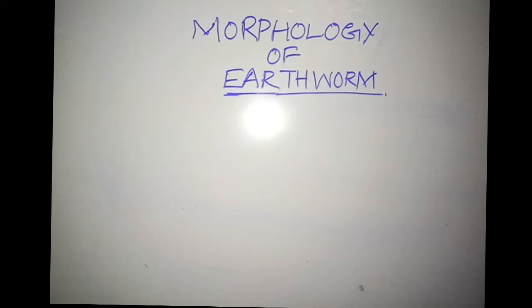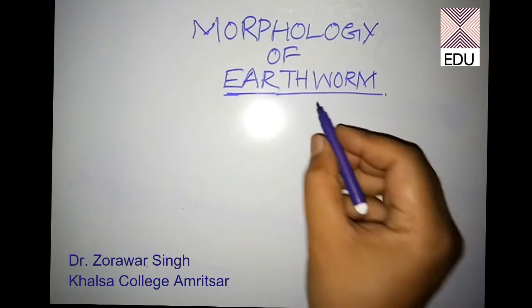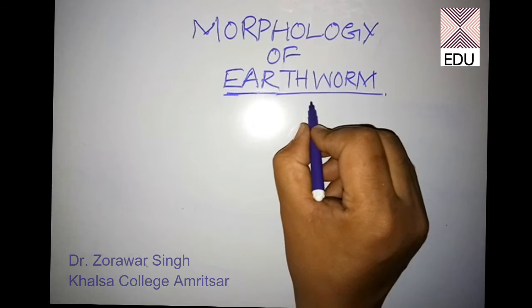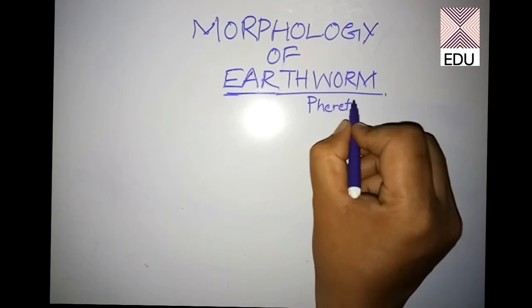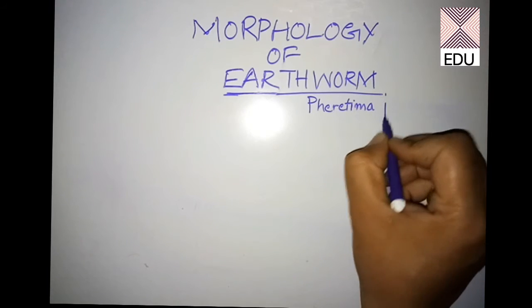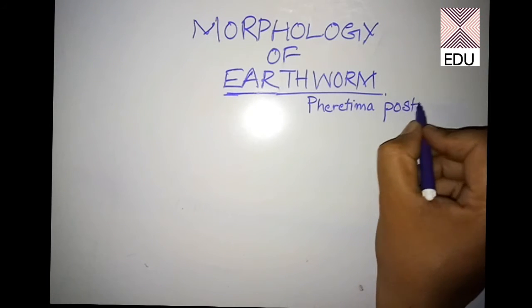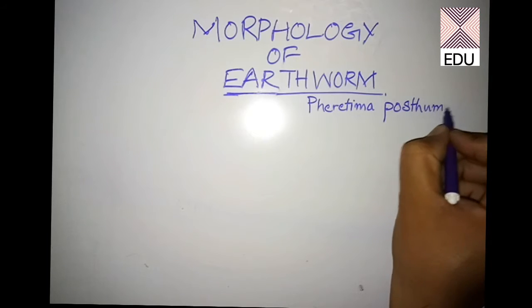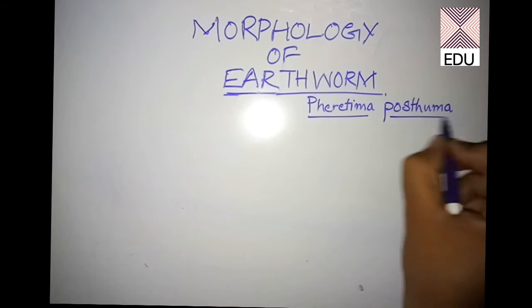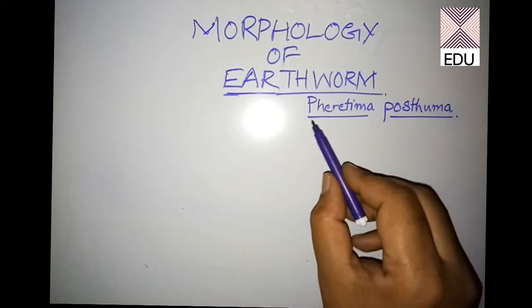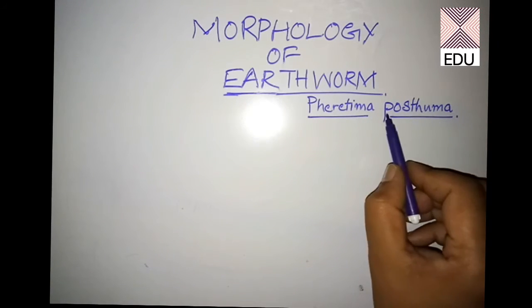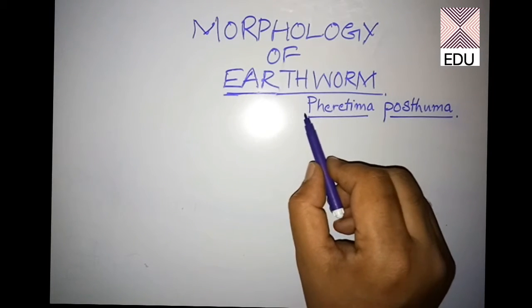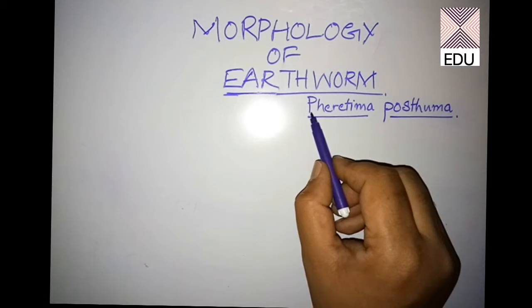So students, the zoological name of earthworm is Pheretima posthuma. As we all know, we have to write the zoological name in this order. This is the genus and this is the species. The first letter of the genus will be capital and the first letter of the species will be small.